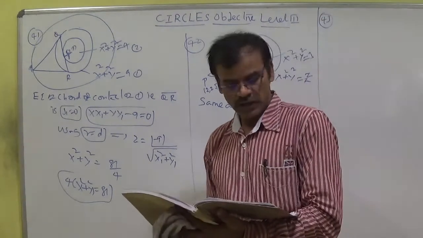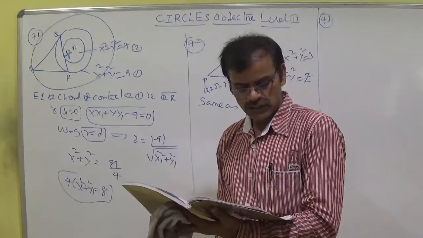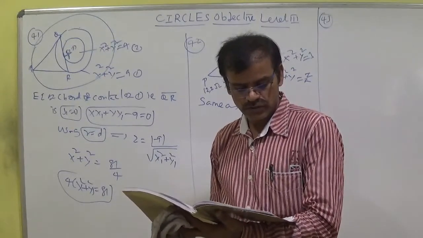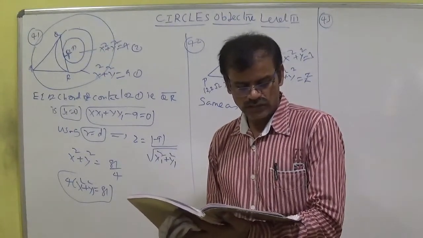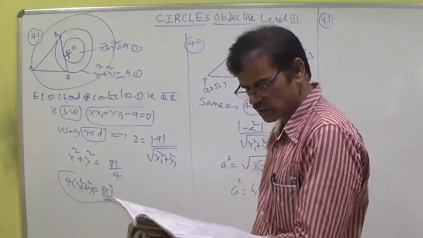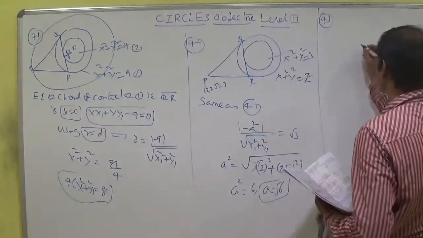Now 43rd question. If the straight line ax plus by equal to 2 touches the circle x square plus y square minus 2x equal to 3 and is normal to the circle x square plus y square minus 4y equal to 6, then find the value of a and b.